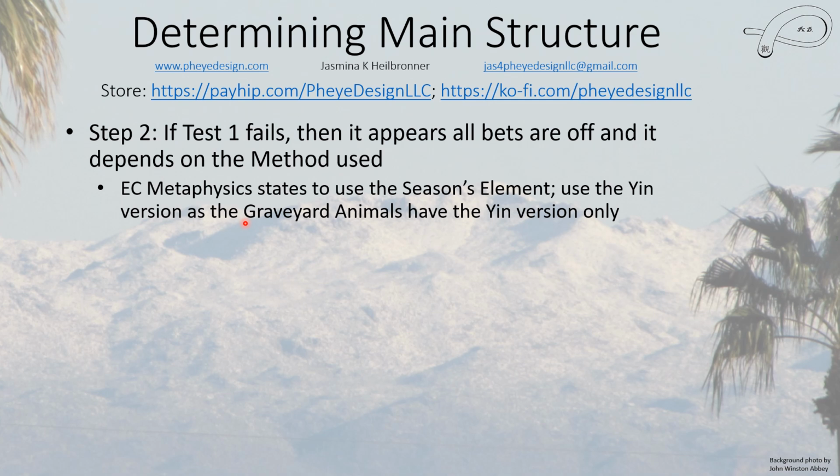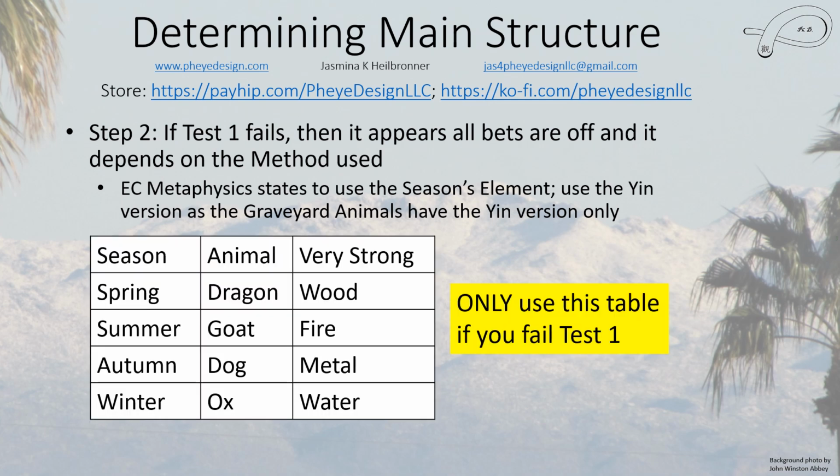Now, EC Metaphysics states to use the season's element. It looks like you have to use the yin version, as all the graveyard animals only have the yin version of their season's element. So that is the only sane thing to do. So how do we know what this is? Well, this has to do with your Daymaster strength table.